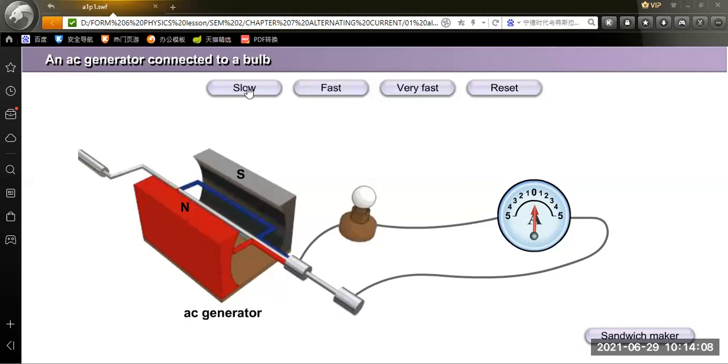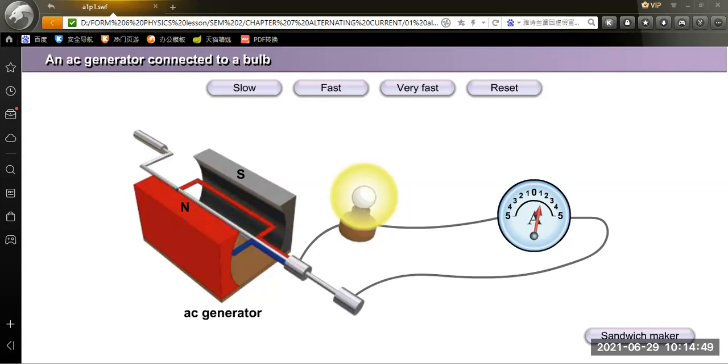When the motion is slow, the electric current will be generated. From here, what we can observe is the deflection of the pointer. The pointer will go to the left side, right side, and left, right. So that means the direction of the current keeps on changing.